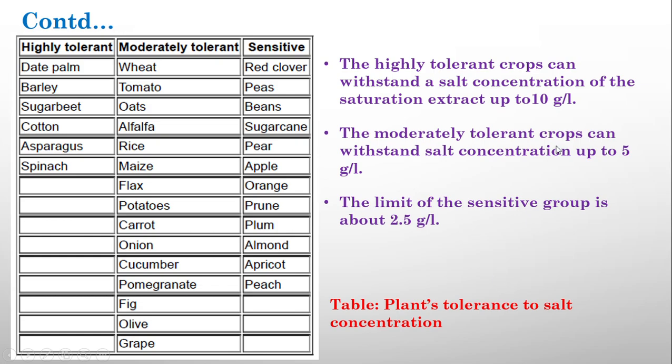Here you can see a table which shows the tolerance of salt by different crops. There are three kinds of crops: highly tolerant, moderately tolerant, and sensitive. The sensitive group of crops can tolerate only a limit of 2.5 gram per liter of salinity, moderately tolerant crops can tolerate up to 5 gram per liter, and highly tolerant crops can tolerate up to 10 gram per liter of salt content.